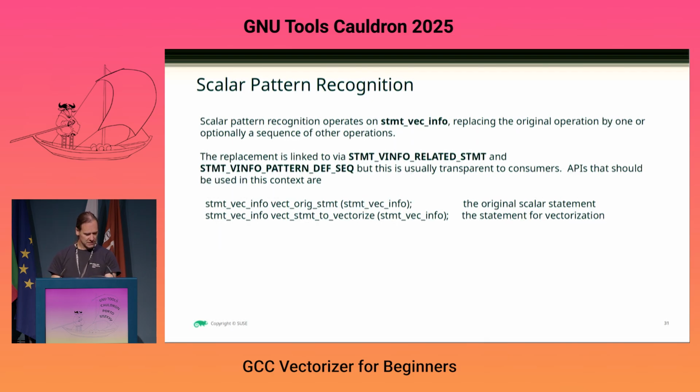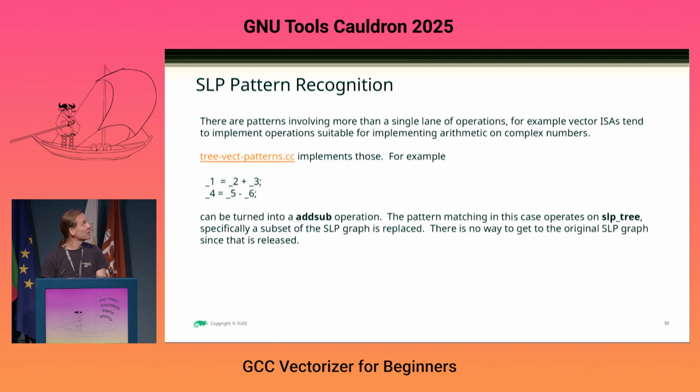I will try to skip forward. So this is just a data structure detail, how the patterns are represented. Then we have the SLP pattern recognition. With the scalar patterns, we only looked at the scalar statements, but with SLP pattern recognition, we can actually look at the super level word groups and, for example, detect that we don't have to play this blend trick, but the ISA can do an add sub operation.